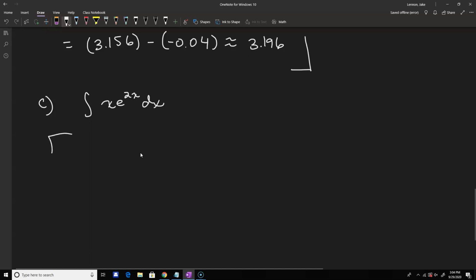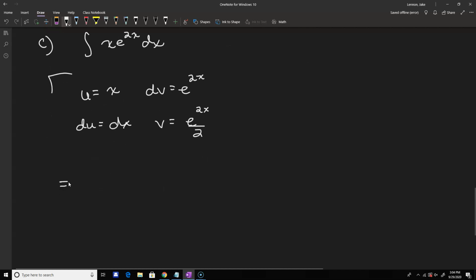So again, here we want to pick u to be x and dv to be e to the 2x. So du is pretty simple here. du is just dx because the derivative of x would be 1. And then taking the antiderivative of e to the 2x, that would be e to the 2x over 2. So then our integral formula just becomes u times v, so that's x e to the 2x over 2 minus the integral of v times du. Well, in this case, v is just e to the 2x over 2 with that dx.